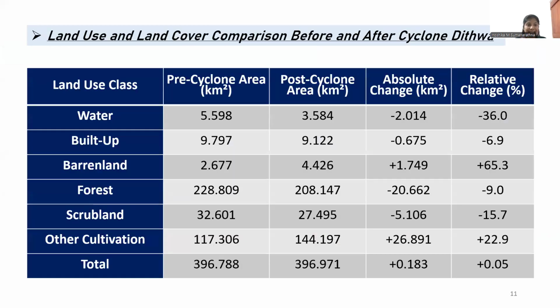This table shows the land use and land cover comparison before and after Cyclone Ditwah. We identify several changes. Water area reduced by 2.01, and the built-up area reduced by 0.6. Barren land increased by 1.7 square kilometers, and the forest cover highly reduced by 20.667, and the scrubland highly reduced by 5.1.